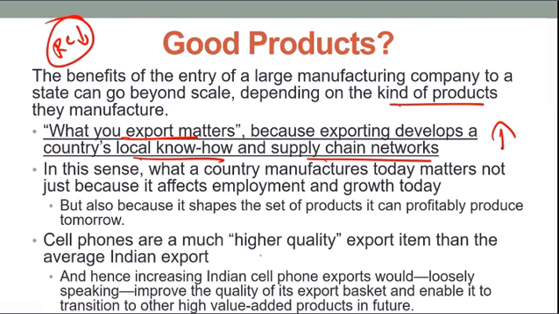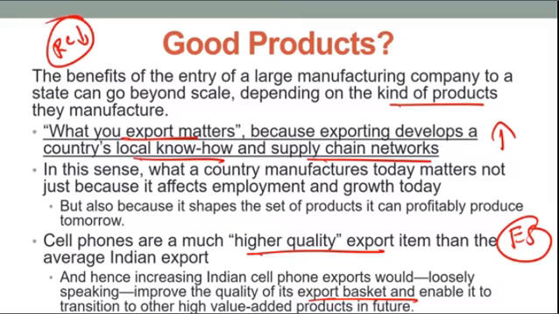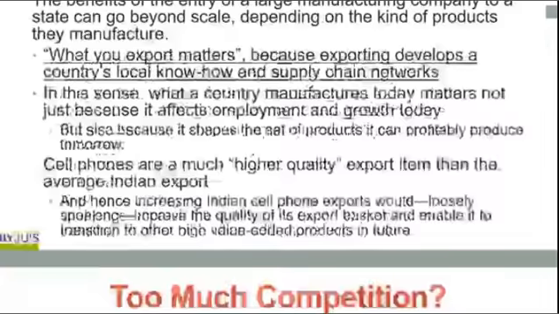So cell phones is considered to be such a higher quality product. So the Economic Survey has a metric here. It goes into some detail and does some analysis, etc. Not important for us. Just understand it's a good export for us, because it will allow our export basket to improve. Our value-added products in the future can improve because we are developing better local know-how and better supply chain networks and better technology in the country by focusing on mobile phones.